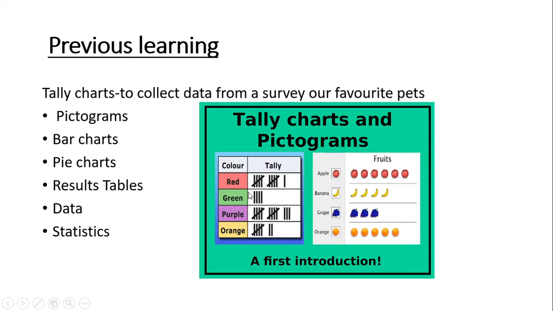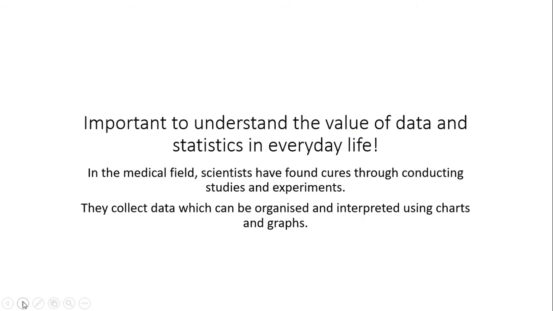and also presented in a pictogram or a bar chart. Here's an example of a pictogram, which is a way of representing the data. Other types of charts that we've used previously include bar charts. You may remember using pie charts and recording results in tables. And data and statistics are really important vocabulary that we need to use as well. So it's really important to understand the value of data and statistics in everyday life.